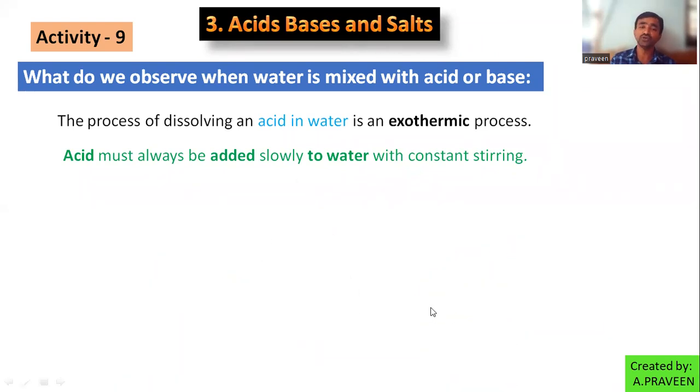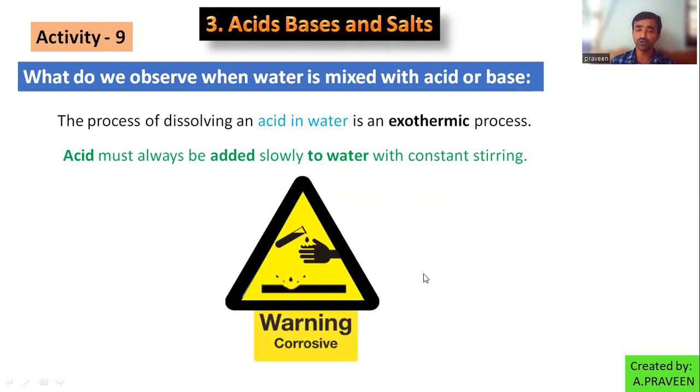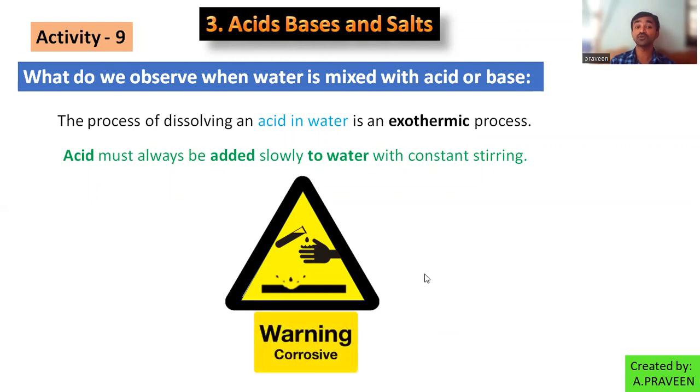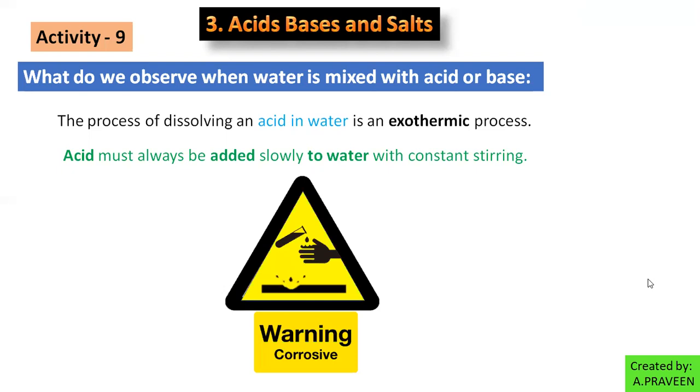So that's why you can see a triangular symbol on the bottles that is in yellow color. Then in the triangle, you can find these symbols. So this is warning to you. What? Corrosive in nature. So this is activity number 9 clearly. Did you understand that activity 9? Activity 9. Is it clear? So everything is clear, I think. No confusion.